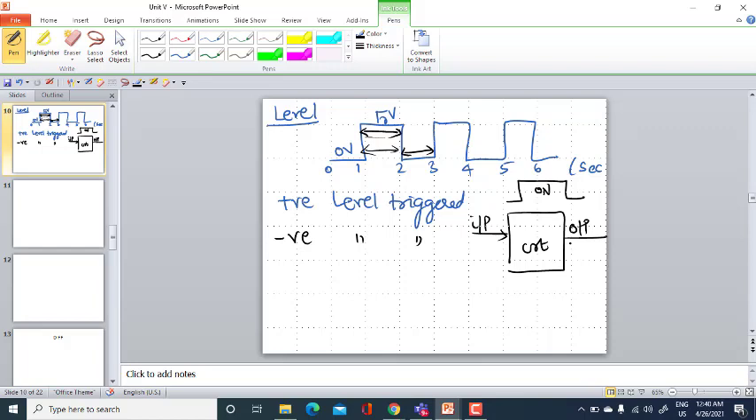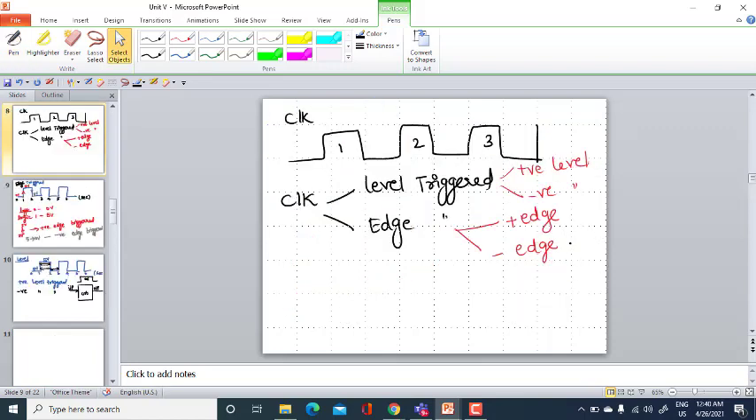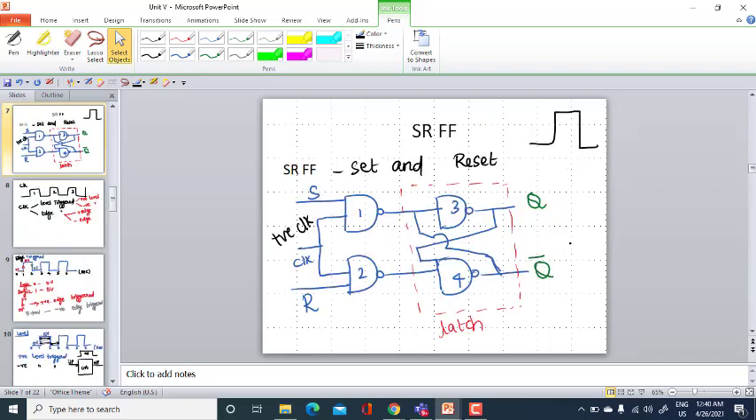But here, for understanding, I am considering all level triggered, and that too positive level triggered, meaning whenever your clock is 1 or high, your system will respond. System in the sense your flip flop will respond. So I am considering a positive level triggered clock pulse. Throughout the discussion I am going to consider this only. Right. So I have discussed about this clock.